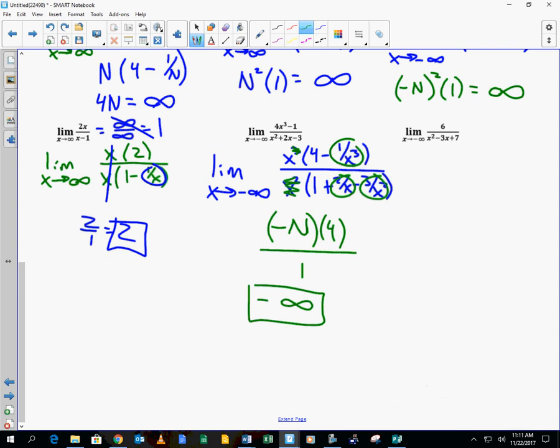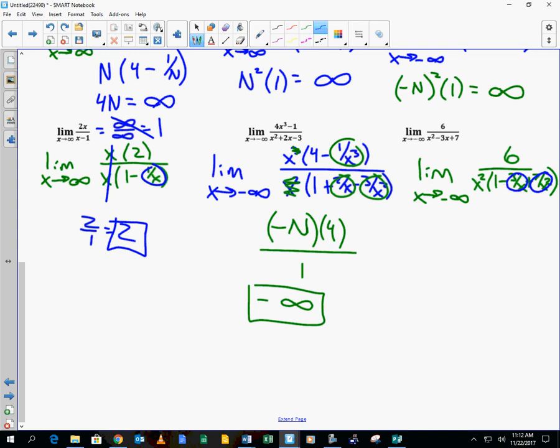Where's the greater degree now? The bottom, okay? So what's going to win out? The denominator. When the denominator wins out, what do you think the answer is going to be? Should be 0. So we get the limit as x goes towards negative infinity of 6 over, what do you factor out of the bottom? I get 1 minus 3 over x plus 7 over x squared.